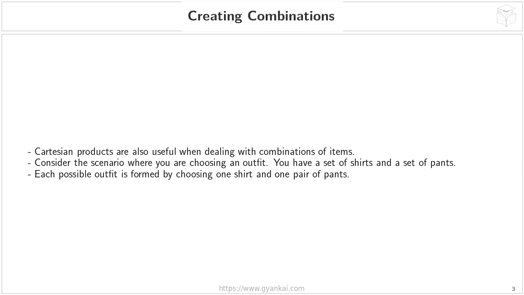We can represent our shirts as a set, which we're calling S. This set contains red shirt and blue shirt, so S equals {red shirt, blue shirt}. Similarly, let's represent our pants as a set P, which contains jeans and shorts. So P equals {jeans, shorts}.